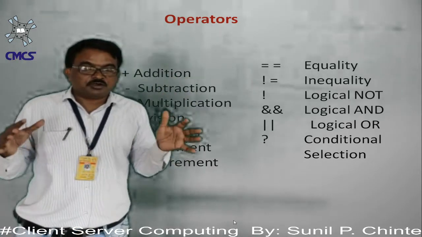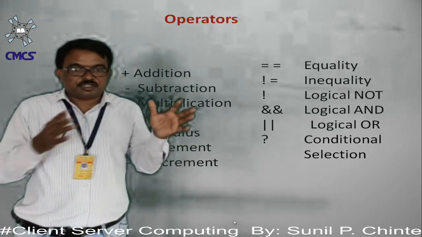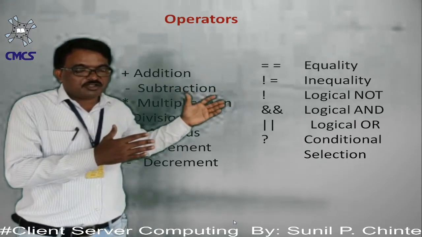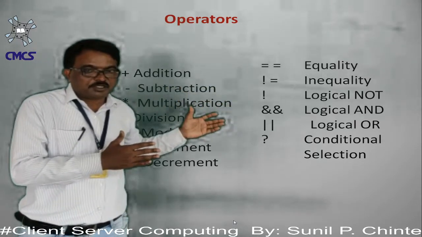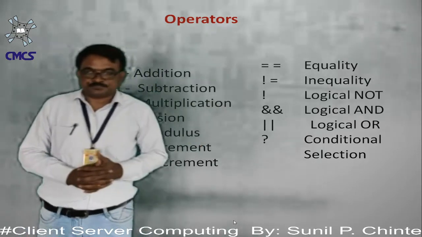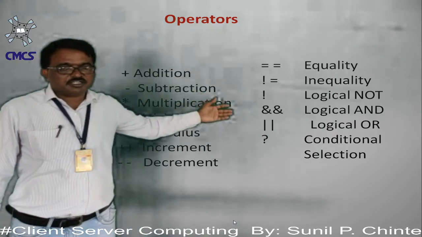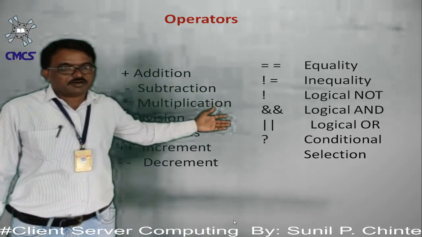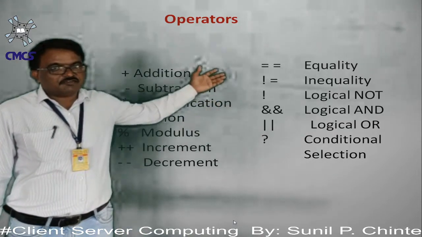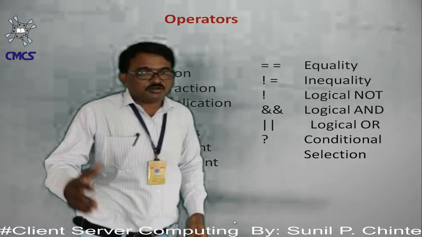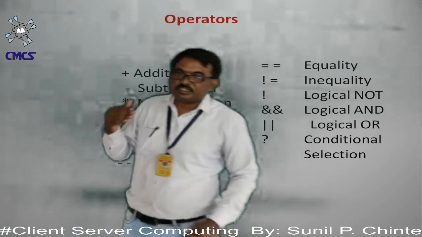If you want to check the equality of two operands, that time we have to use the equality operator. Then not equals to operator, the logical not operator, the logical and operator, and the or operator. And the last is the conditional operator. These are the logical operators, that is not, and, or, and these are the equality and inequality operators. So these are the operators that we can use in JavaScript.